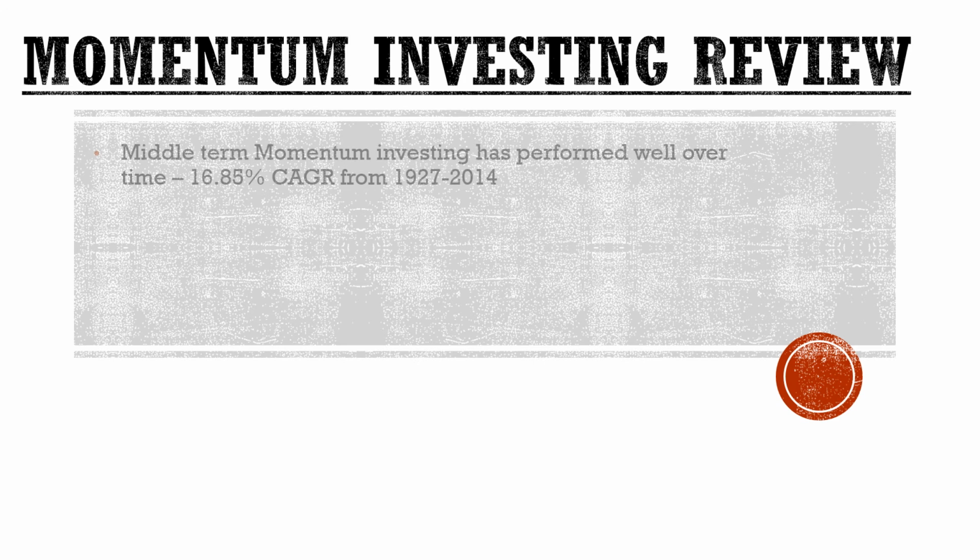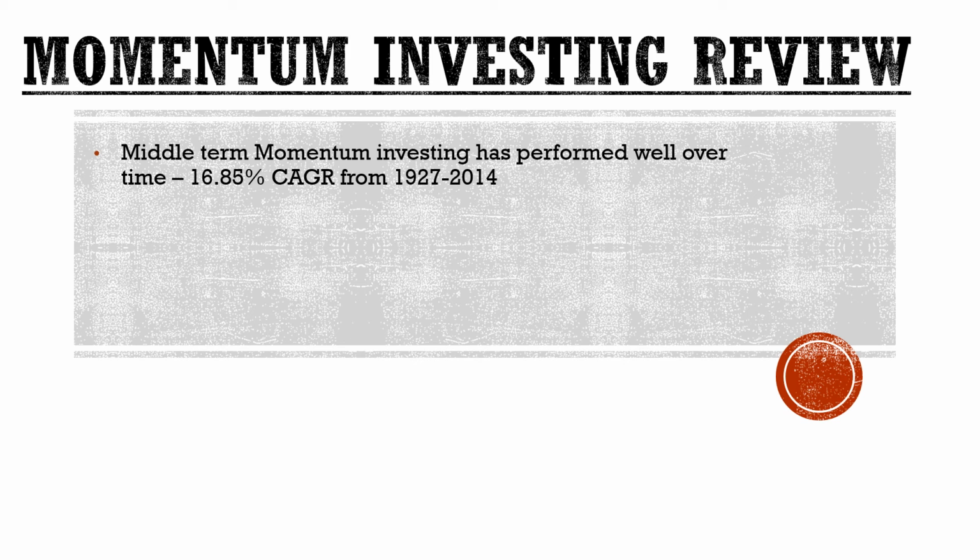So it's time for a quick check on learning. Let's do a review of what we learned about momentum investing. The first thing we learned is that intermediate term momentum investing has performed well over time, almost 17% compound annual growth rate from 1927 to 2014. And remember, this was compared to our benchmark of the S&P 500, which returned right around 10%.